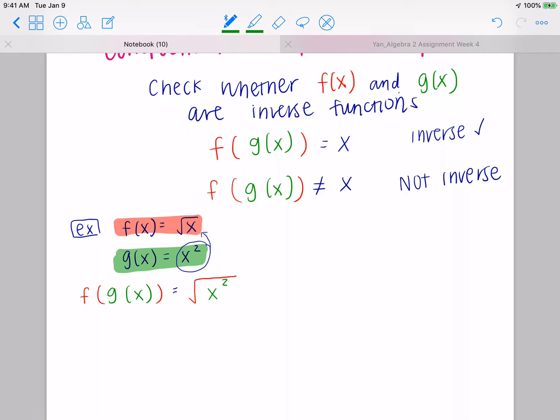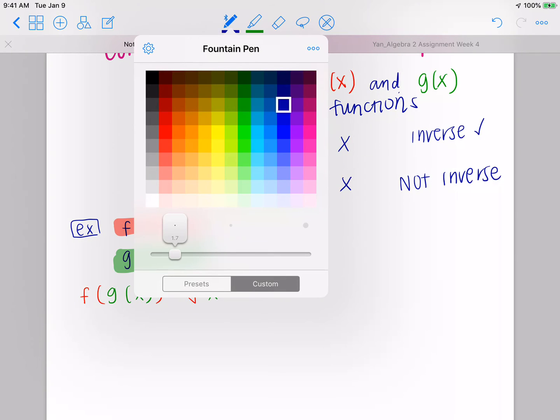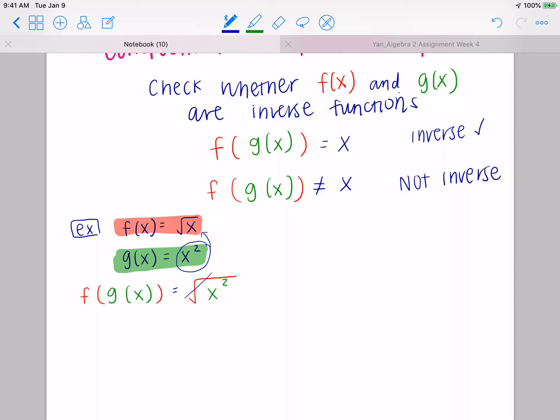Okay, so the square root and the square get canceled out, and this really equals x. Okay, again, if f of g of x equals x, that means they are inverse of each other. Okay, let's try another one.